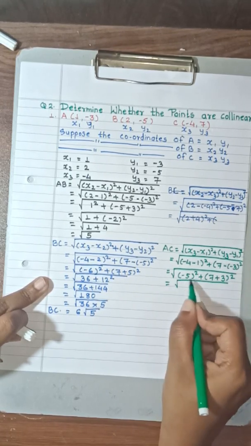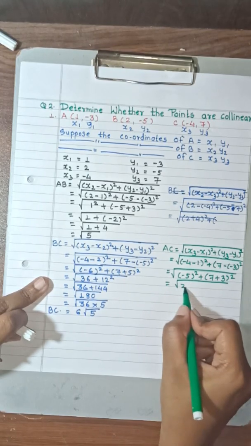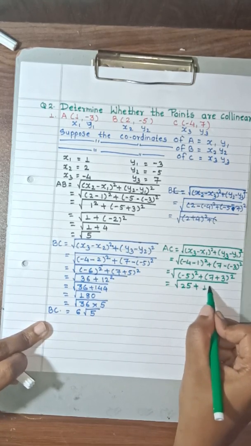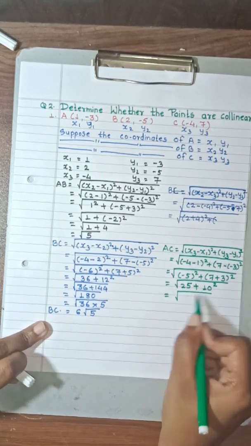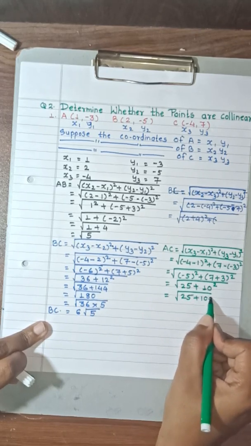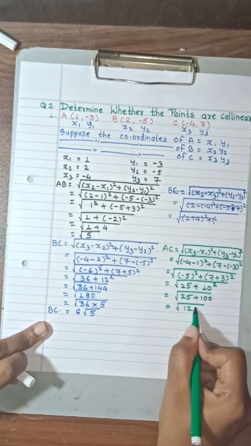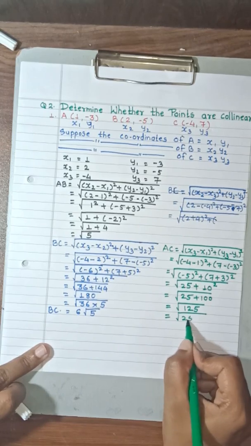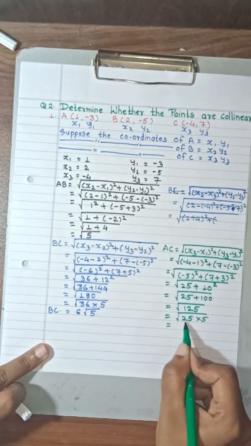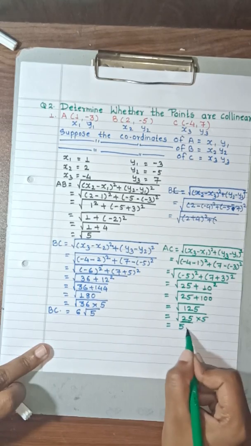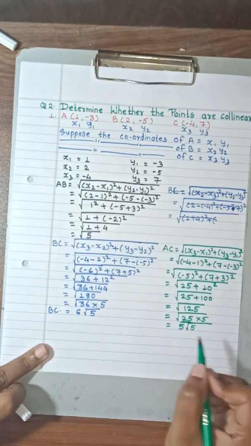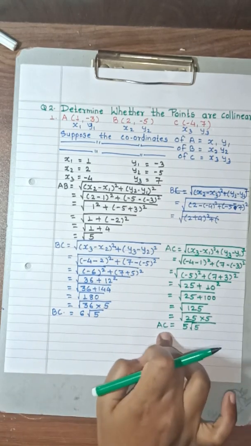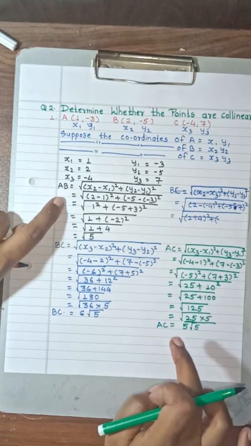Now under root of minus 5, it will be minus 5 into minus 5, that will be plus 25 plus, now this is 7 plus 3, 7 plus 3 is 10 square. Therefore you have here 25 plus 100, that is under root of 125. Now this 125 can be split and written as 25 into 5, and this 25 is 5 square, so we can write it as 5 under root of 5. This is distance AC.